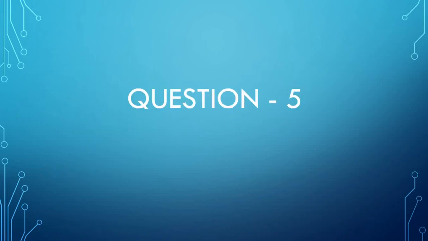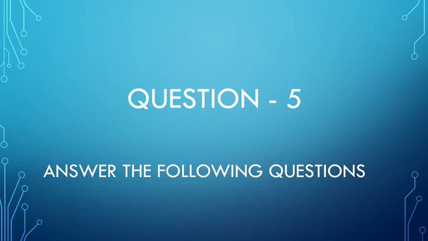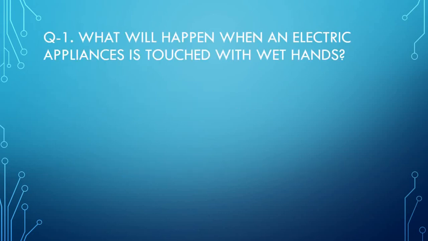Now students, moving on to the last question, question number 5. Here you just have to repeat the answers after me. Don't write the answer. Answer the following questions. Just repeat and remember the answers. Question 1. What will happen when an electric appliance is touched with wet hands?